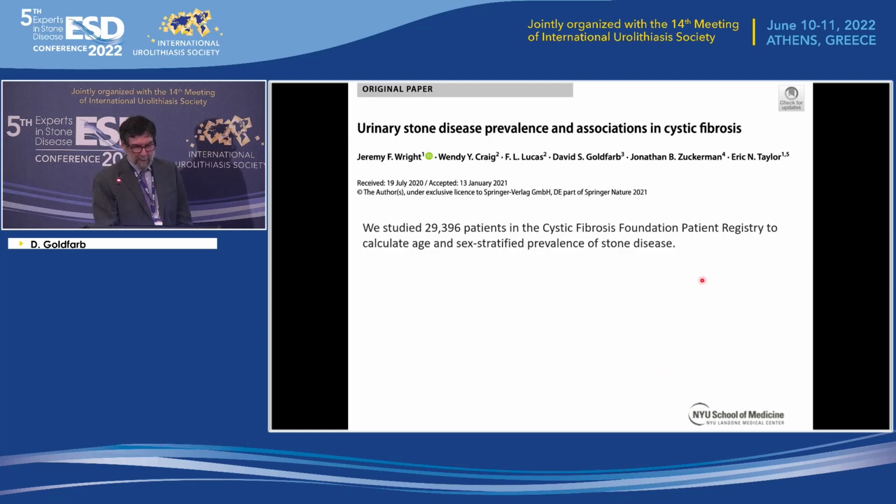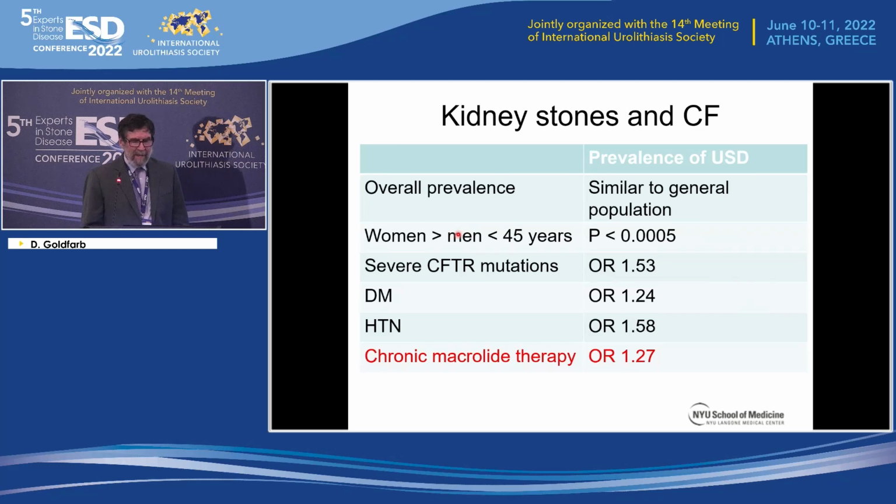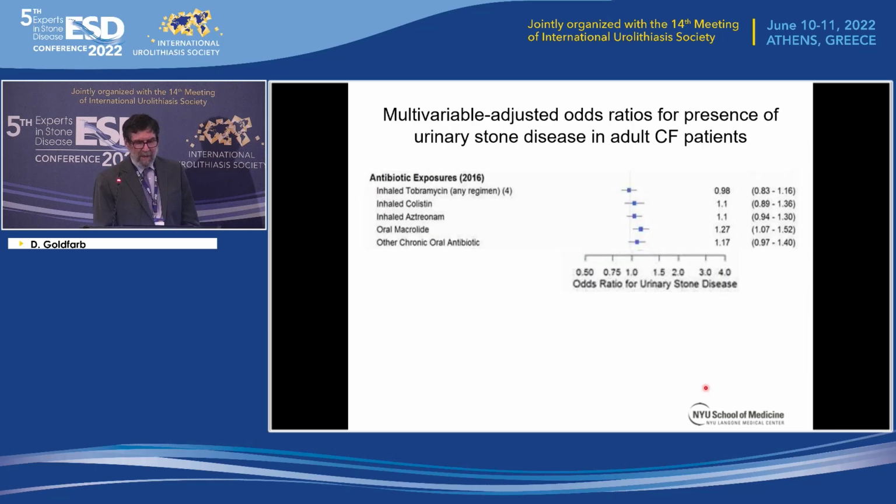Then we've just recently published this data on my long-term interest in cystic fibrosis with Eric Taylor, urinary stone disease in patients with cystic fibrosis. We studied 29,000 patients in the cystic fibrosis registry and demonstrated that one of the risk factors for kidney stones in this population was chronic macrolide therapy. Diabetics, of course, and hypertension patients were more likely, but most importantly, chronic macrolide therapy was associated with a higher risk of kidney stones.